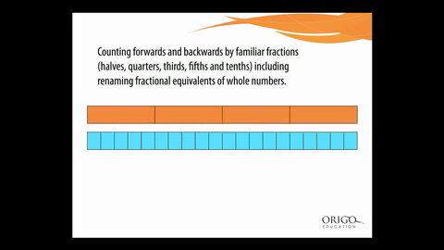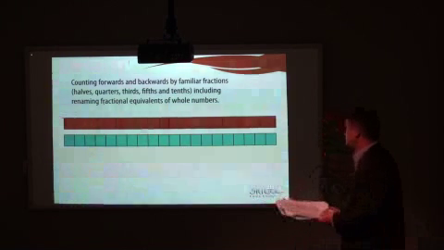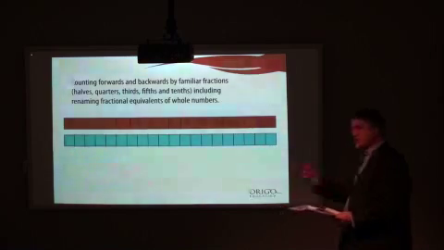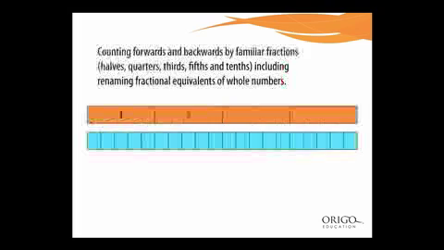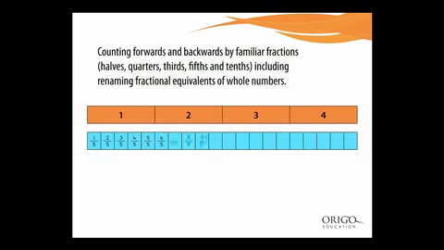This is one of the elaborations. If you look on page, I think it's on page 30, halfway down, you might want to highlight it. It says counting forwards and backwards by familiar fractions: halves, quarters, thirds, fifths and tenths. So again, because you can show more than one, it's nice to be able to count the wholes, but you can also come back here and count the parts. So that's what they're expecting you to do.